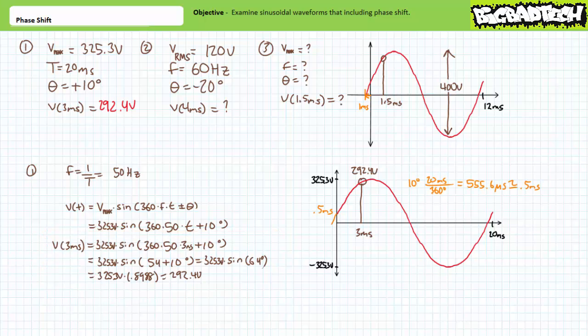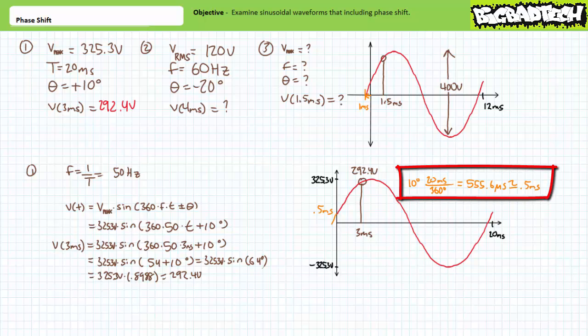When we draw a rough sketch of this waveform with respect to time, you'll note the waveform completes a full oscillation over a period of 20 milliseconds. However, its zero crossing going positive is shifted positive 10 degrees, or 555.6 microseconds forward or to the left. Note that the time value corresponding to a positive 10 degree phase shift is arrived at by a unit conversion, as this illustrated operation shows.